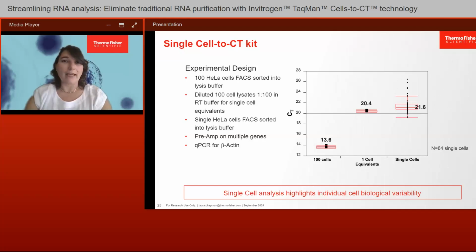And this is looking at beta-actin, which is typically considered a housekeeping gene. So even within a gene that you would expect pretty similar expression levels, you see a wide variance at the single cell level. And so this really highlights that individual cell biological variability.